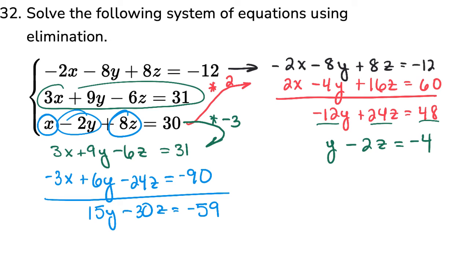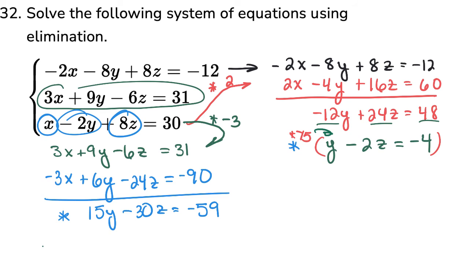So now I've got this equation and this green equation. Now I've got to use elimination again. So I'm going to take the first equation here times a negative 15. I'm going to line it up with this blue one, and it's got a positive 15y there. So by multiplying by negative 15, I'll get a negative 15y to help me eliminate stuff.